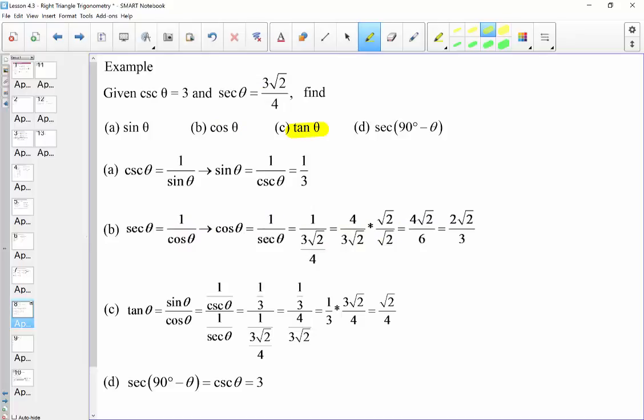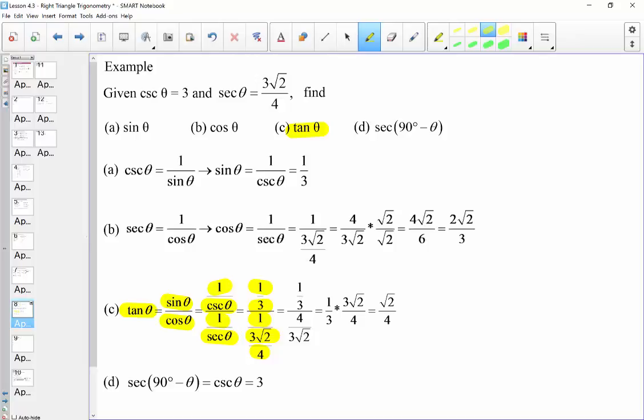Recall that the tangent of theta equals the sine of theta over the cosine of theta. And we've just seen in the previous two problems that the sine of theta equals 1 over the cosecant of theta, which is one of our identities, and that the cosine of theta equals 1 over the secant of theta, also another identity. Since we already know the value of these two trig functions, all we have to do is substitute in. So we have 1 over 3, because cosecant of theta equals 3, over 1 over 3 times the square root of 2 over 4, because we're given that the secant of theta equals 3 times the square root of 2 over 4. Now we just need to simplify.